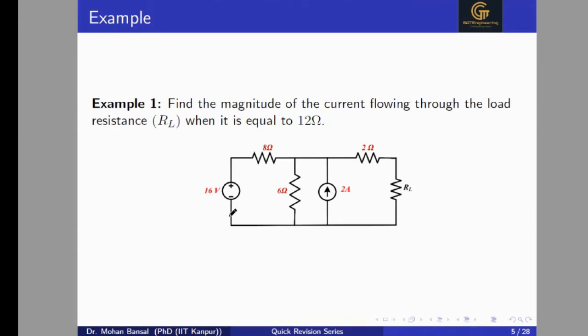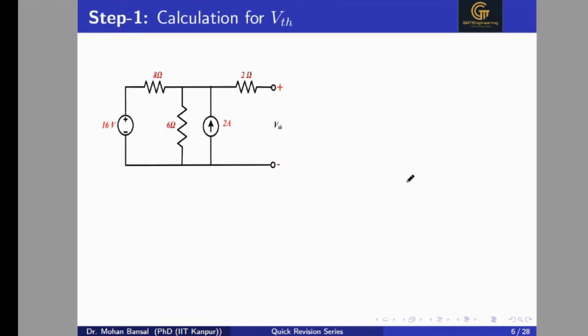Okay, so this is the example: a 16 volt independent voltage source, and 2 ampere is also an independent current source. Now we have to compute the current in this resistance RL. We can use the KVL and KCL approach, but here we have to use Thevenin's theorem for finding the current through the load resistance. So we'll first remove the load resistance RL and compute VTH, then we'll compute RTH. Okay, so let's see.